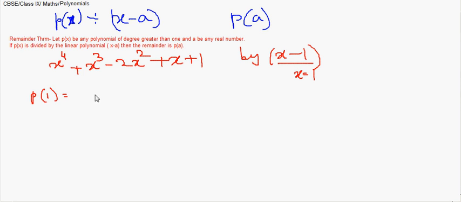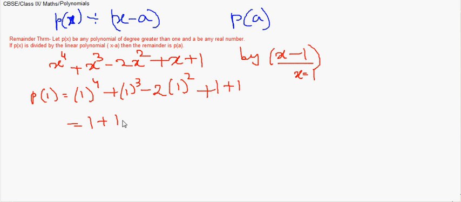The theorem says so. So it's 1 to the power 4 plus 1 to the power 3 minus 2 times 1 to the power 2 plus 1 plus 1. So it is 1 plus 1 minus 2 plus 1 plus 1. So the 2 gets cancelled. I'm getting a remainder which is 2.